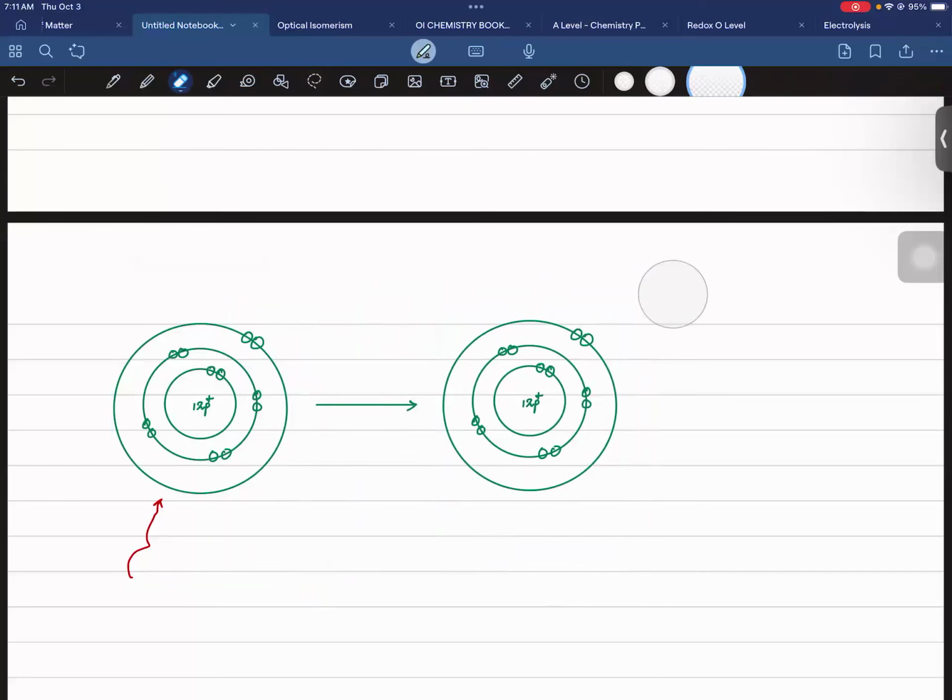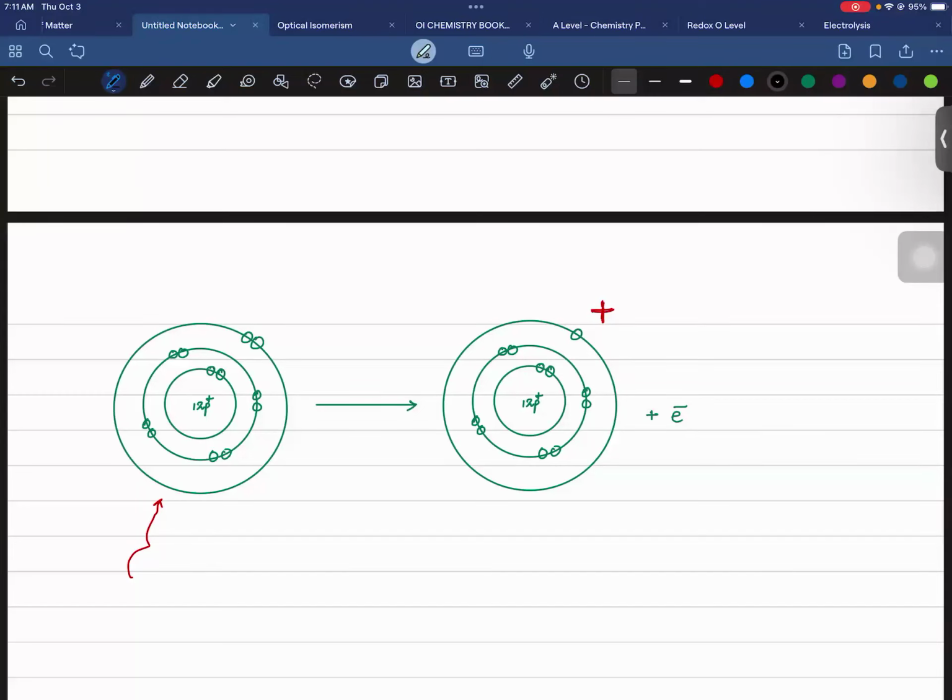It has removed its one electron, and now it has a positive charge. Can you tell me what is shielding?